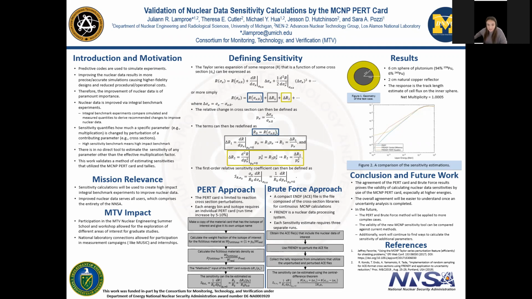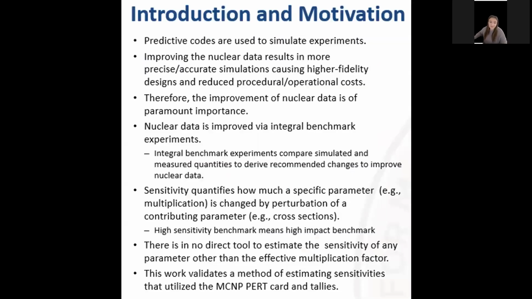To dive into a little bit of motivation, predictive codes use nuclear data to simulate experiments. Improving the nuclear data improves the simulations and improves the results, causing higher fidelity designs and reduced costs. Therefore, improving the nuclear data is of the utmost importance. Nuclear data is improved via integral benchmarks, where they compare simulated and measured quantities to derive recommended changes to improve the overall precision and accuracy of nuclear data.